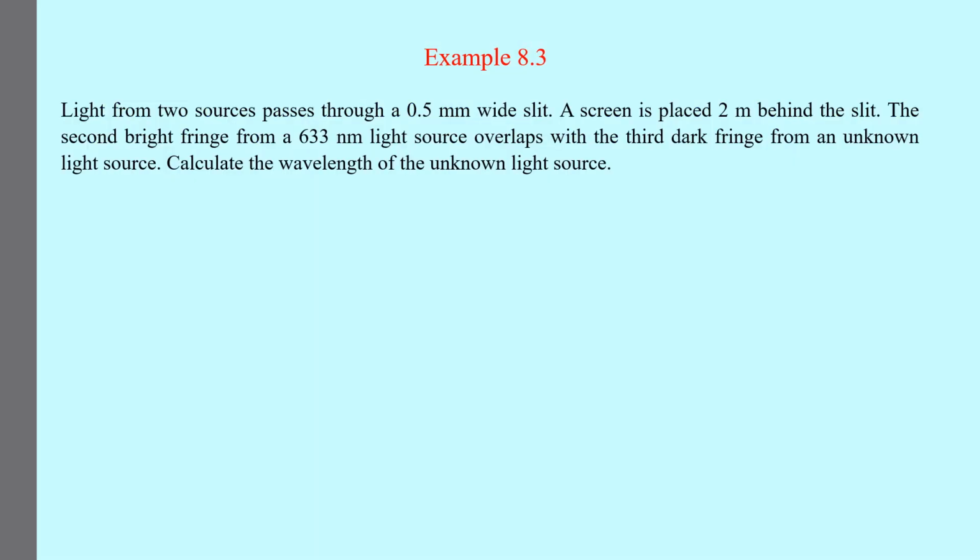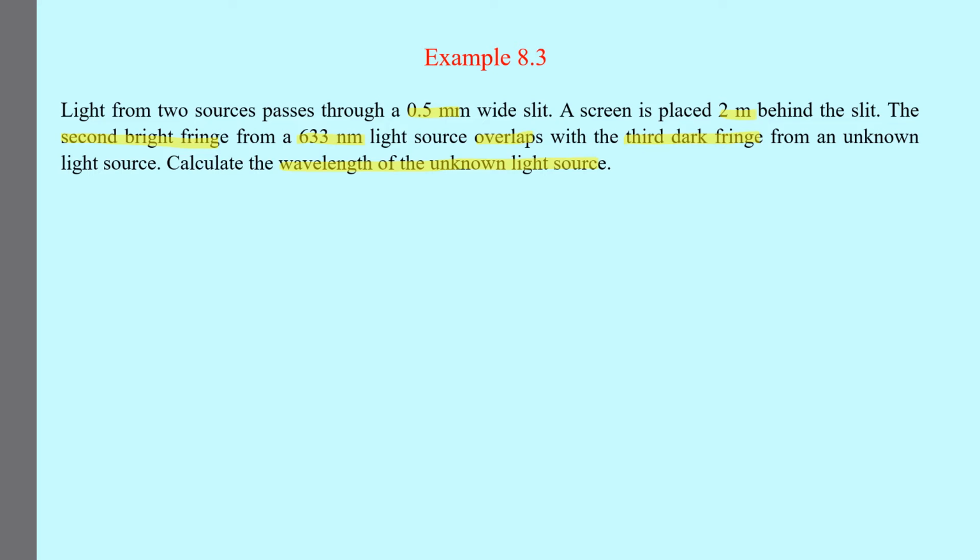Example 8.3. Light from two sources passes through a 0.5 mm wide slit. A screen is placed 2 meters behind the slit. The second bright fringe from a 633 nanometer light source overlaps with the third dark fringe from an unknown light source. Calculate the wavelength of the unknown light source.